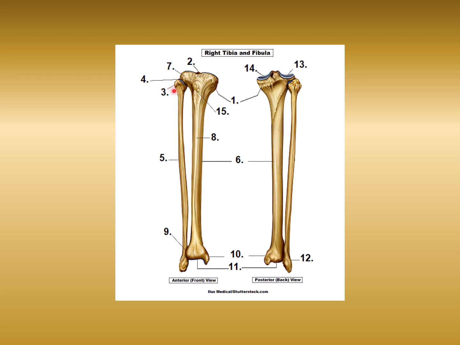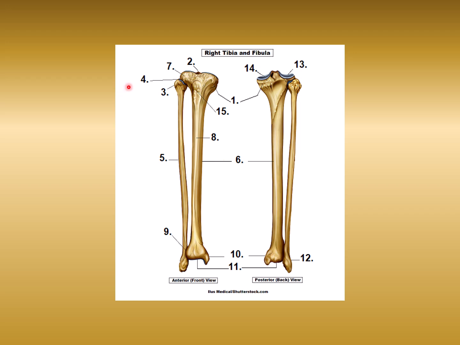All right, so this is the lateral side of the leg. This is the more medial side of the leg. So let's start. Number 1 would be the medial condyle of the tibia. Number 2 is where the intercondylar eminences are on the tibia. 7 is the lateral condyle of the tibia. 4 would be the proximal tibiofibular joint.